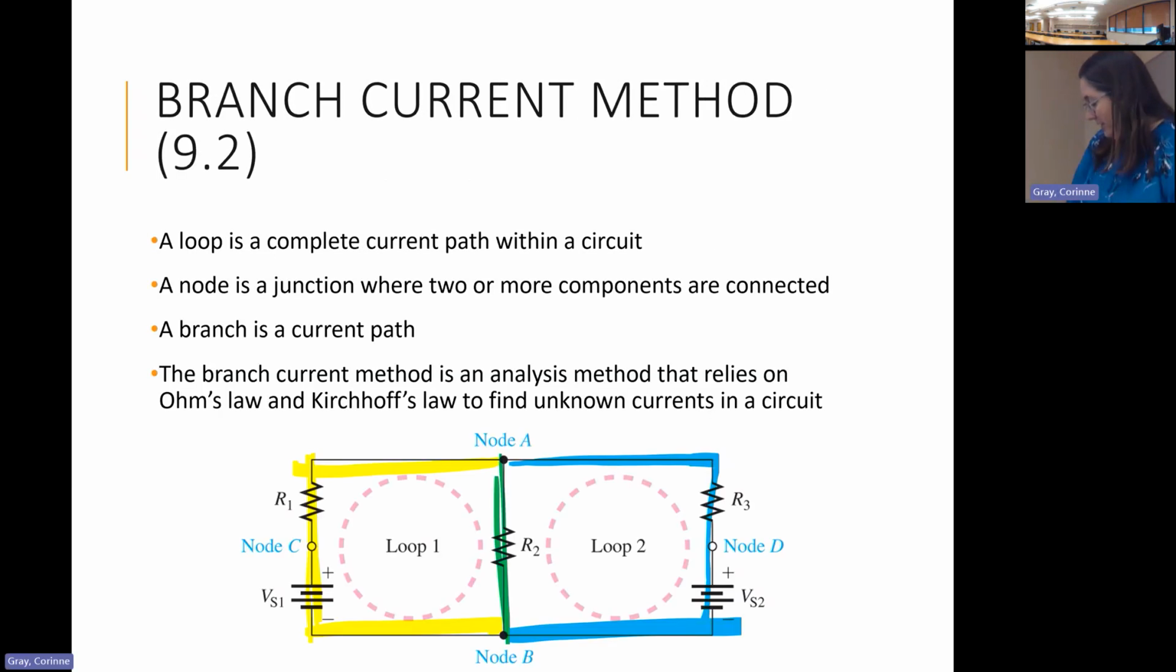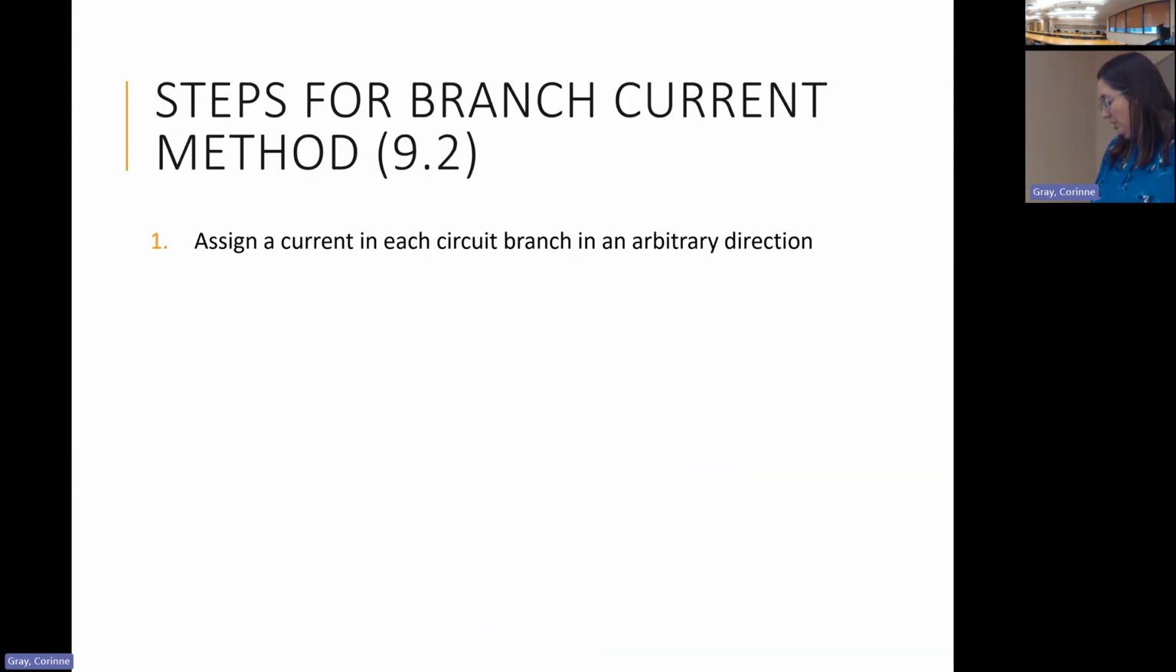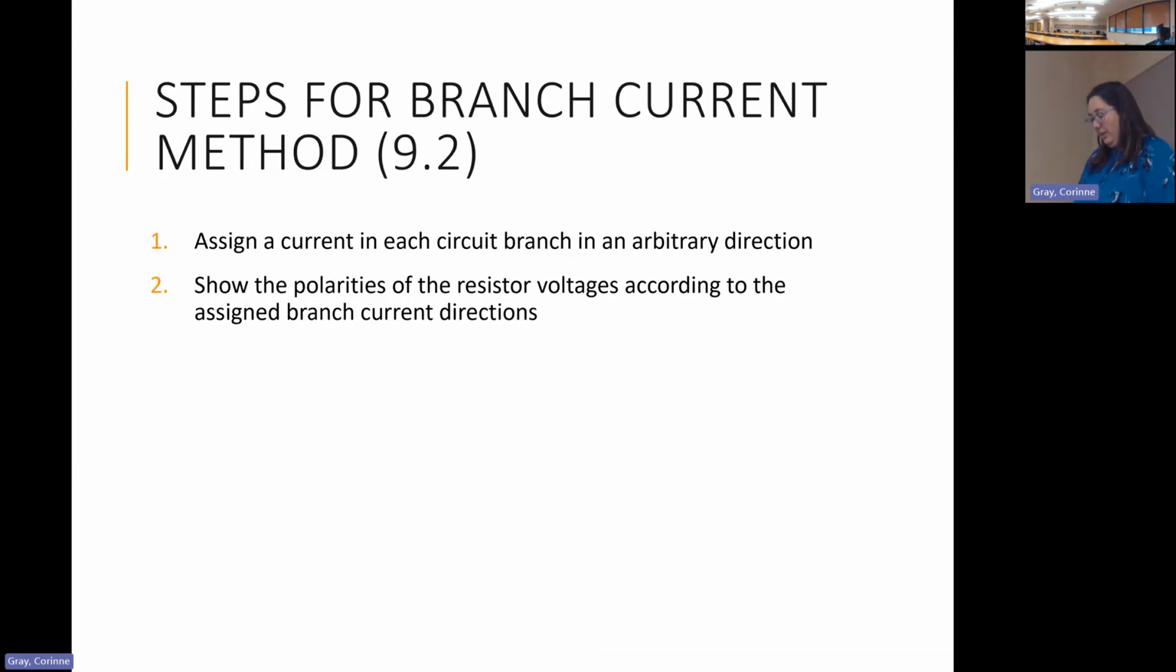So in the case of these here, you might want to do it in the direction of the conventional current from the battery, so out the positive end. That would probably give us the simplest solution. Show the polarities of the resistor voltages according to the assigned branch current directions.